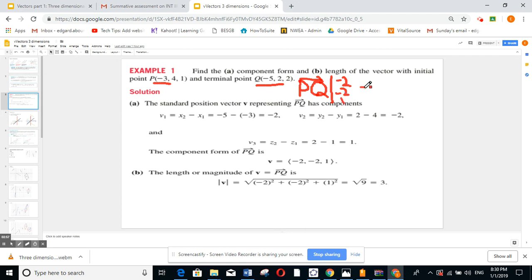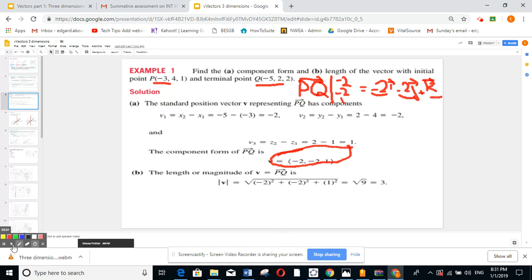So if you want to write it in scalar component form, you say it's minus 2i, with vector i for the x-axis, minus 2j for the y-axis, plus 1k. And if you want to find the norm, what do you do? You take the absolute value of v: this squared plus this squared plus this squared. You're going to get 4 plus 4 plus 1, which is root 9, equal to 3.